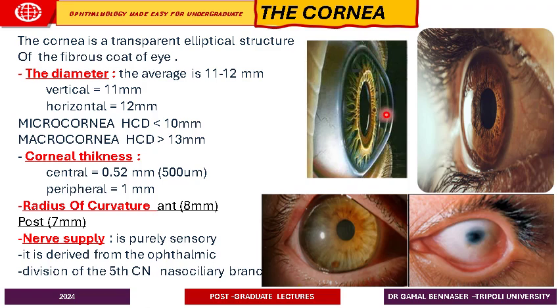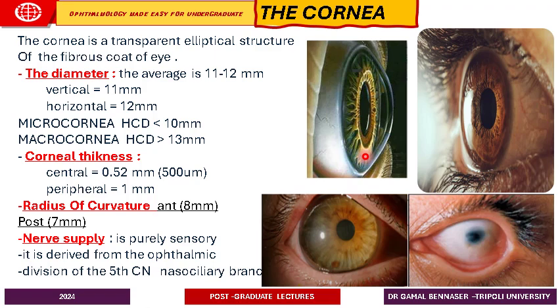And the radius of curvature, there are two radii of curvature for the anterior surface of the cornea and the posterior surface of the cornea. The anterior radius of curvature is around 8 millimeter. It is around 7.7, but it is an average 8 millimeter. And the posterior surface of the cornea has a radius of curvature of around 7 millimeter or around 6.6 to 7 millimeter.